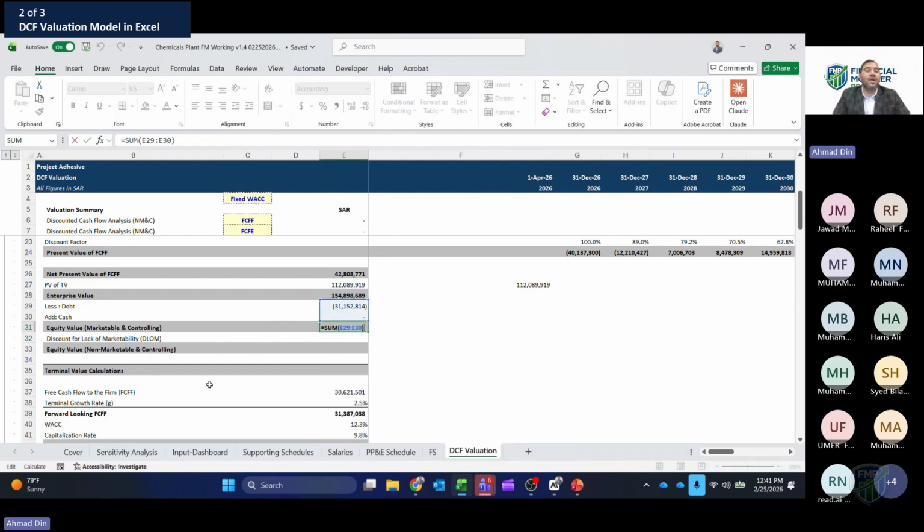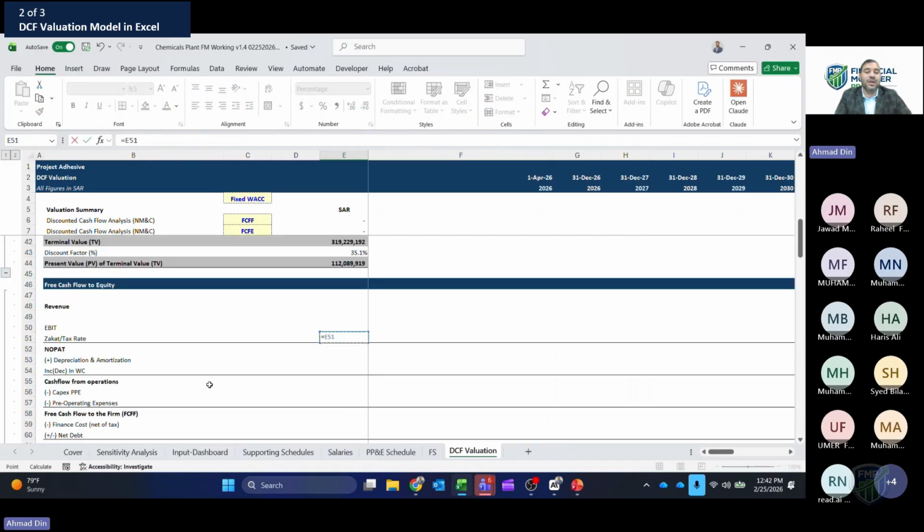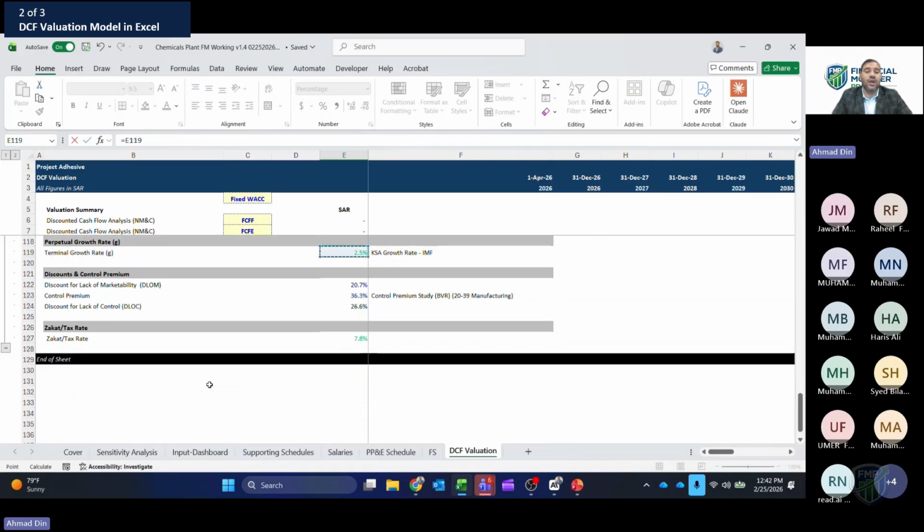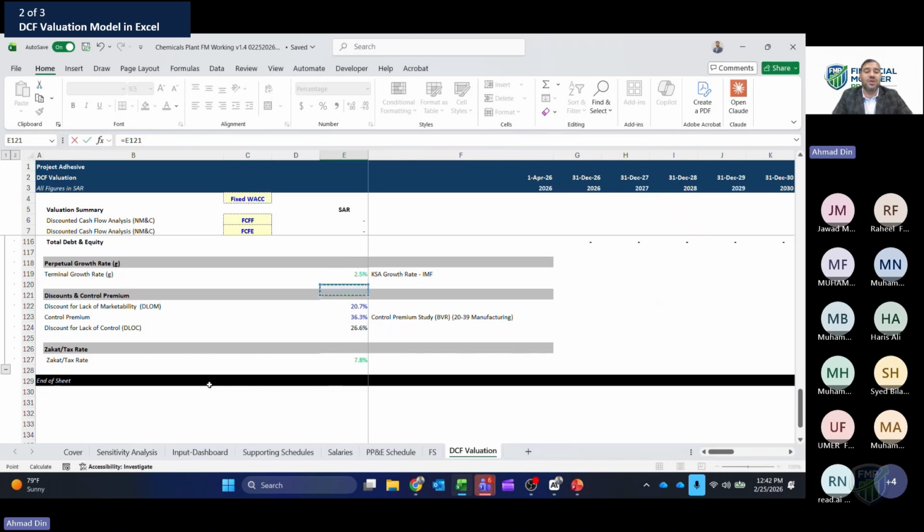So at this moment we don't have cash. We get the equity value, marketable and controlling, as I already explained in our previous slides, that what valuation we will get at each step. So once we get enterprise value minus debt, add cash, we get our equity value marketable and controlling. Here, if we are doing a private company valuation, we need to apply the discount for lack of marketability. We already discussed our discount for lack of marketability. In this case it is 20.7%.